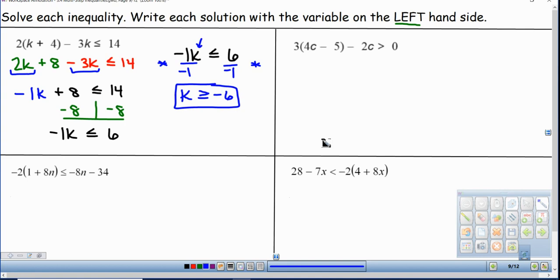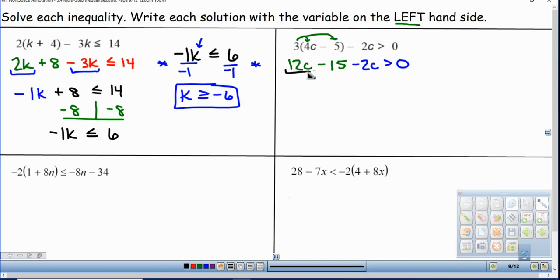This one doesn't have the graph on there, so I'm going to go ahead and bypass that. Let's continue on this one. We'll distribute the 3, 12c, and then 3 times a negative 5 is minus 15. And then we still have negative 2c and greater than 0.